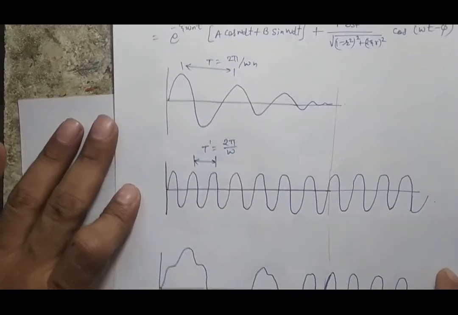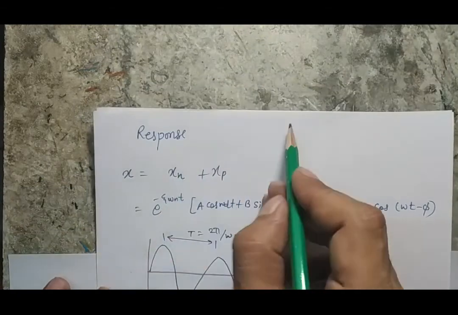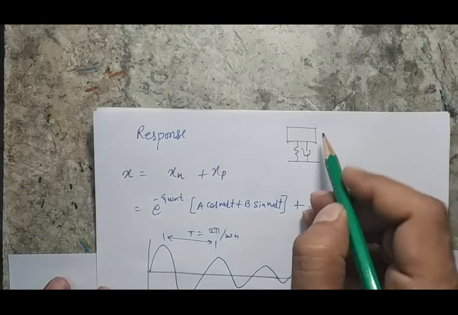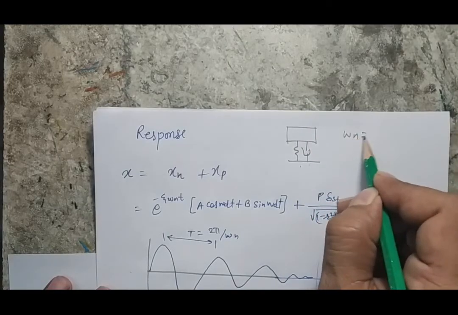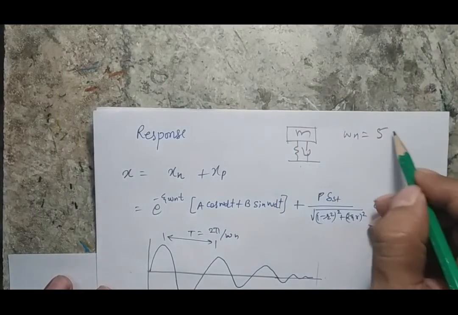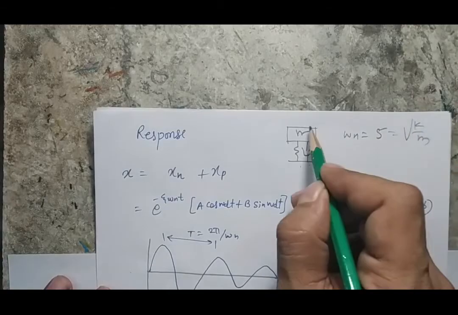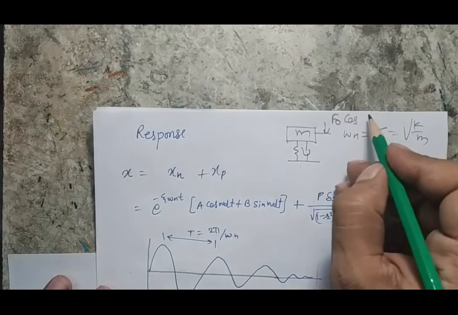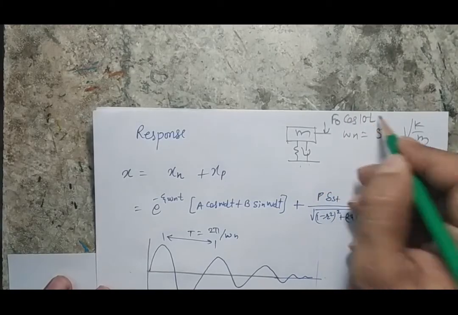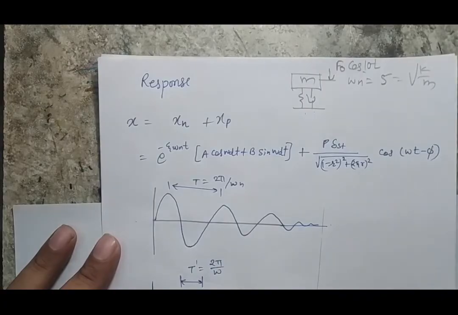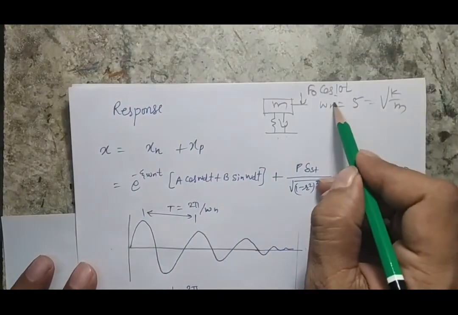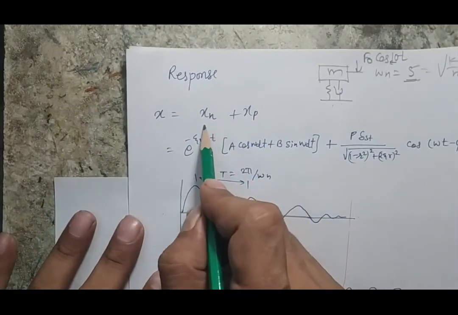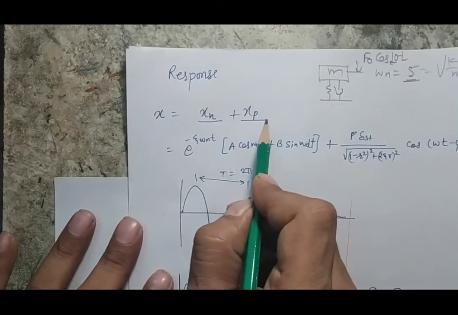What is happening here? I am showing three graphs. Suppose I am getting the response of a damped system. My natural frequency, let's say omega n is 5, that is equal to under root k by m. I am giving an excitation which is having a value F naught cos 10t. That means my excitation frequency is 10, but my natural frequency is 5, and as I said, my solution will be a combination of homogeneous part and particular integral part.